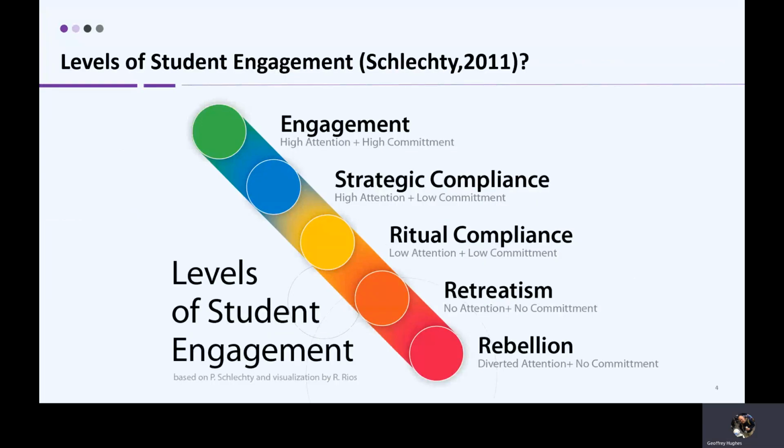So we can look, to kick off, at the levels of student engagement and the work by Bob Sciletti. Bob Sciletti is a lecturer and professor in the US, at the University of North Carolina, and he was involved in a multitude of different things.